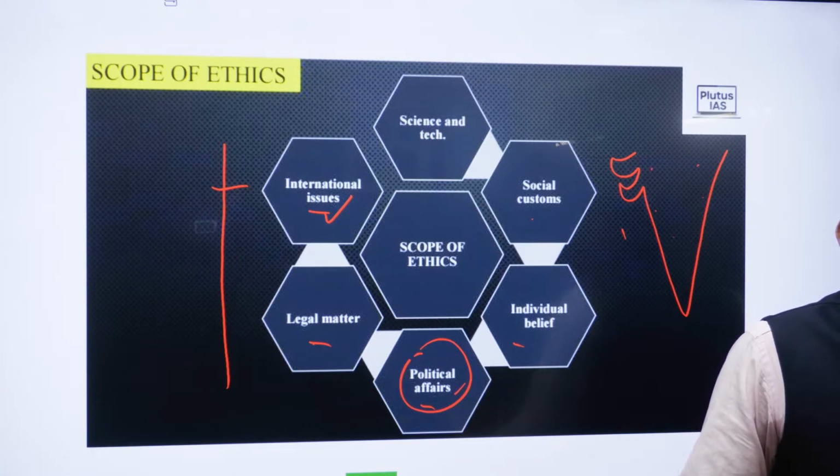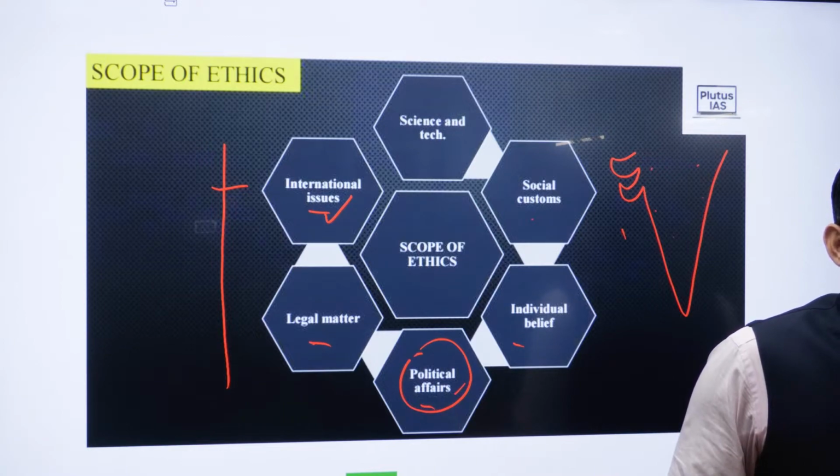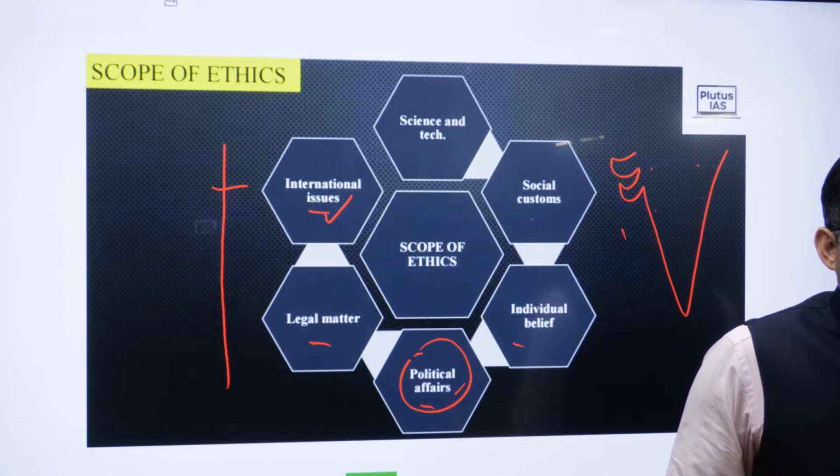Second example, second point, affirmative action. Affirmative action. Nationalism. Regionalism.